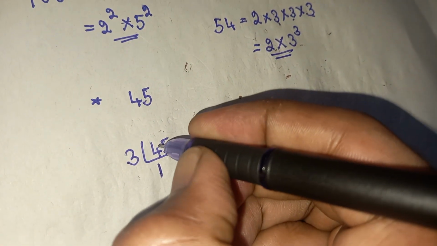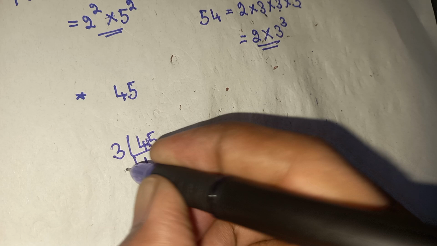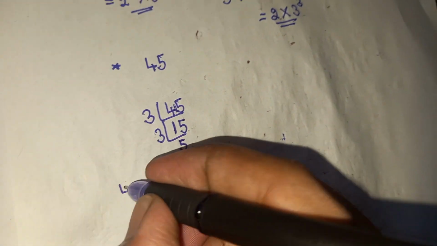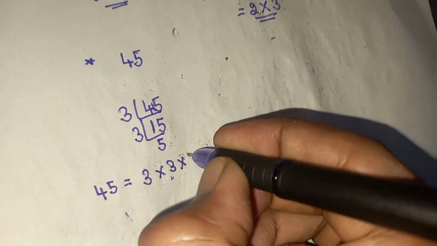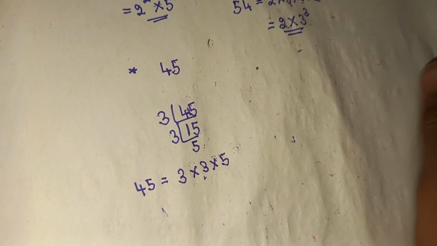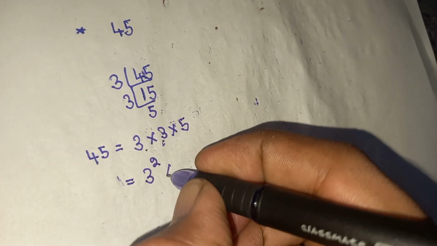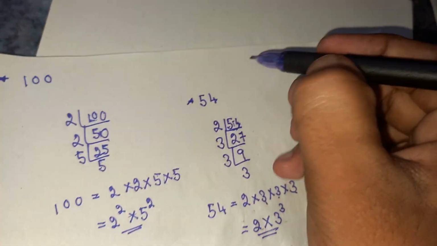3 times 1 is 3, 1 remains, so it becomes 15. 3 times 5 is 15. Again 3 fives going to become 15. And now you can write 45 as 3 times 3 times 5. There are two 3s repeated, so you can write it as 3 square times 5. So it becomes like this.